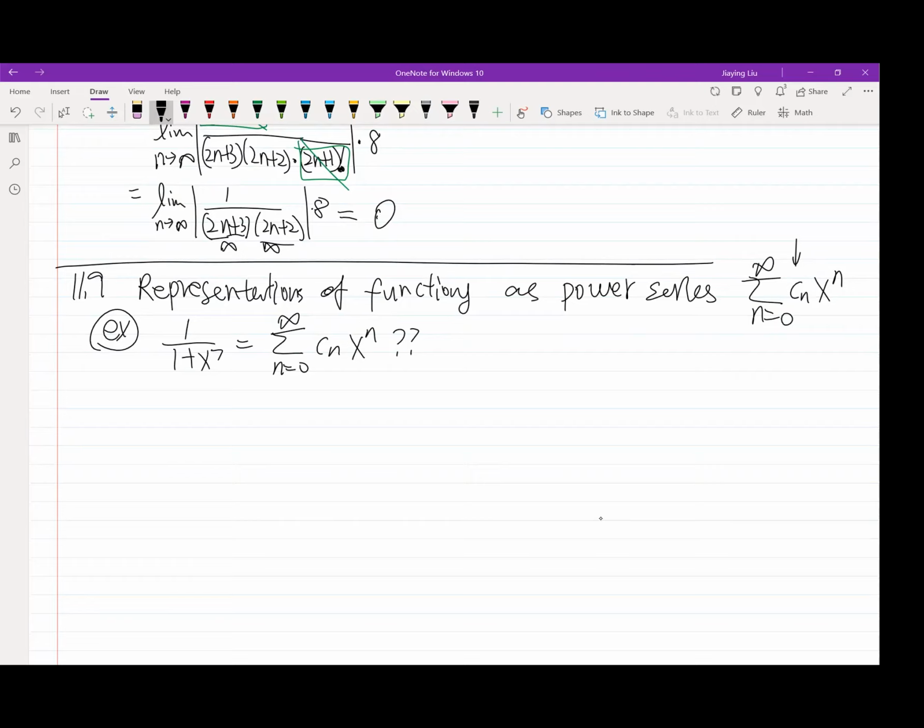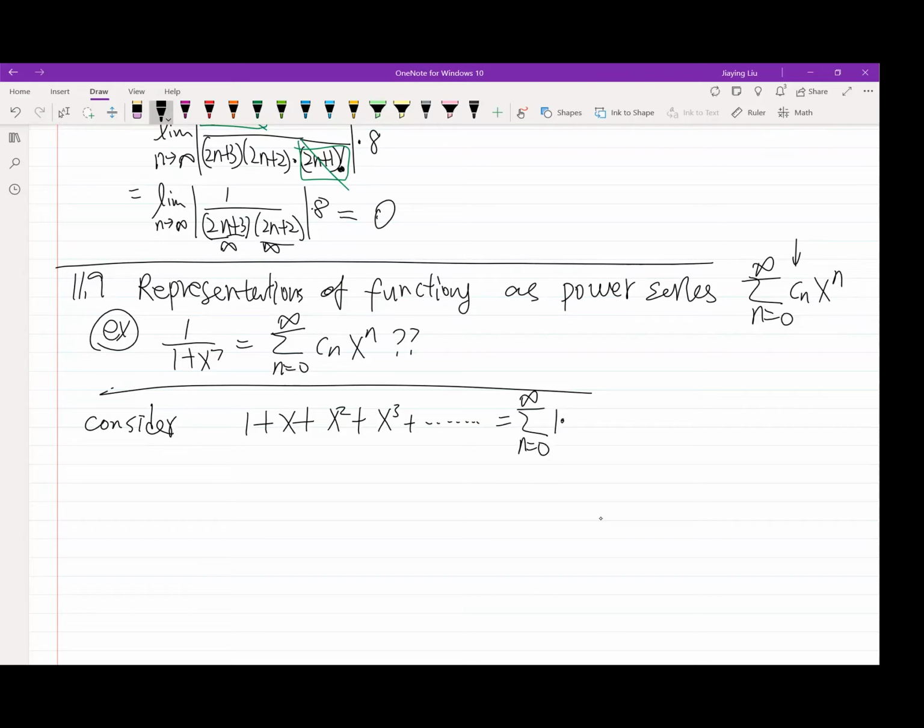So how do we find it? Well, let's consider a simple example. Consider the series 1 plus x plus x squared plus x cubed, and it continues. This is a series that we can write as the sum from n equals 0 to infinity of 1 times x raised to the n. This is a geometric series.